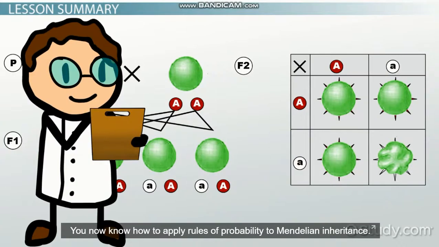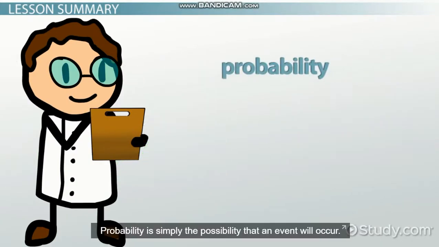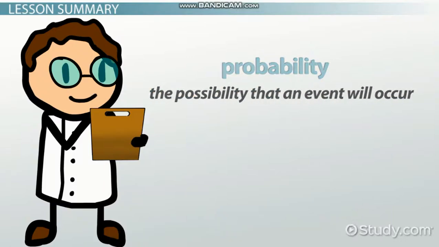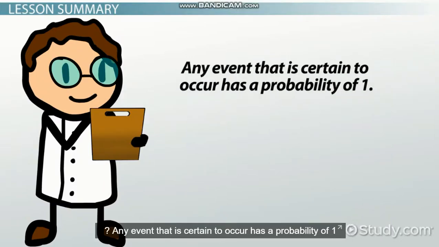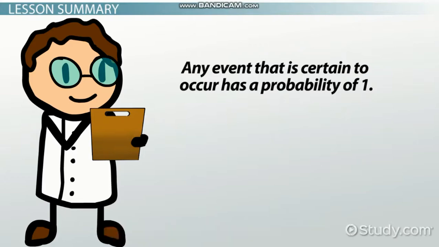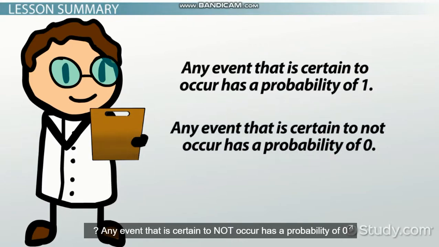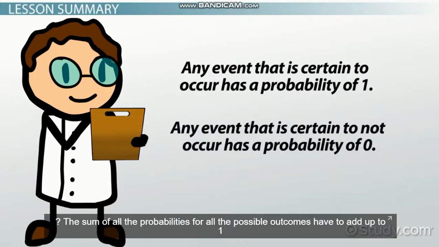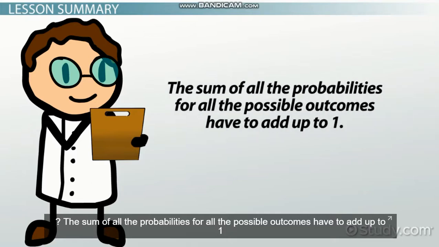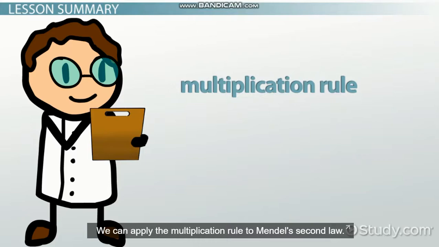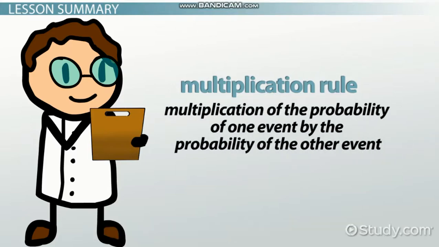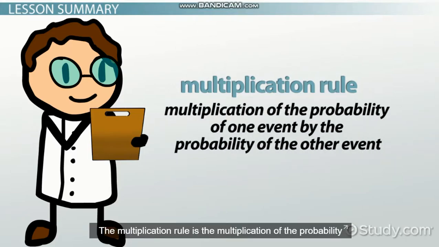You now know how to apply rules of probability to Mendelian inheritance. Probability is simply the possibility that an event will occur. Any event that is certain to occur has a probability of 1. Any event that is certain to not occur has a probability of 0. The sum of all the probabilities for all the possible outcomes has to add up to 1. We can apply the multiplication rule to Mendel's second law. The multiplication rule is the multiplication of the probability of one event by the probability of the other event.